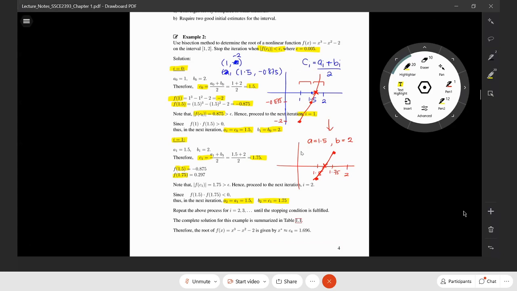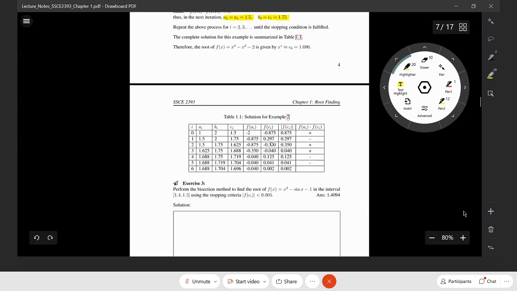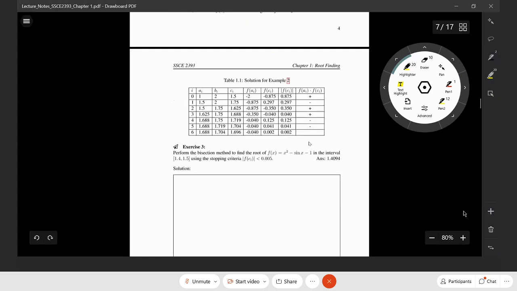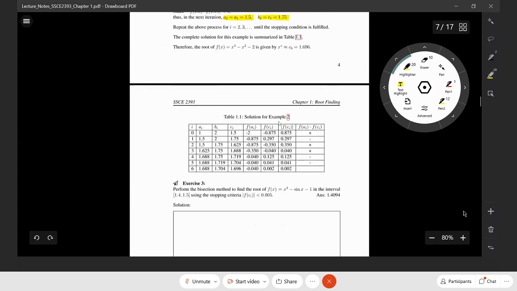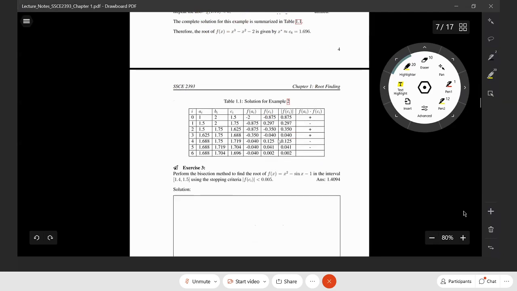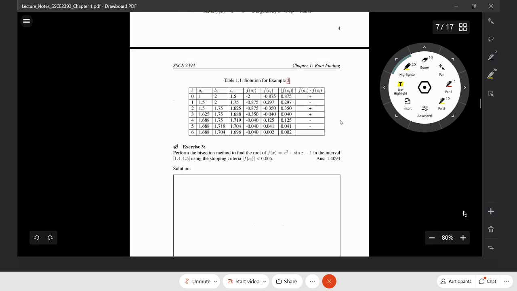You repeat the process until you satisfy the given stopping condition. To cut the story short, this is what we have. In the exam you cannot just do a dot and then give the final answer. No, cannot. You must show this table at least. You can present your answer in terms of table only, which is acceptable. No need to write the manual calculation. Just have the table.